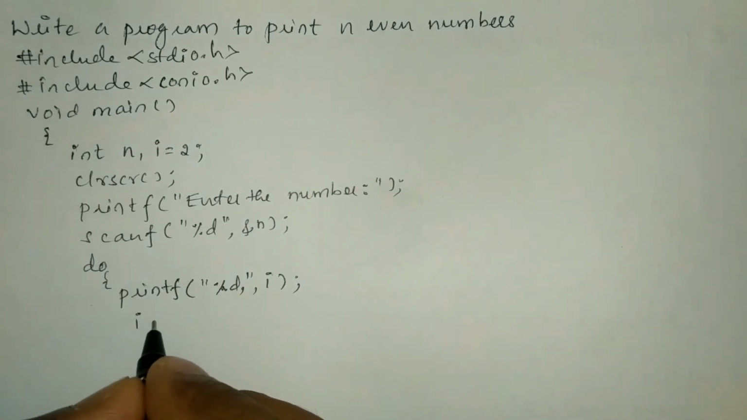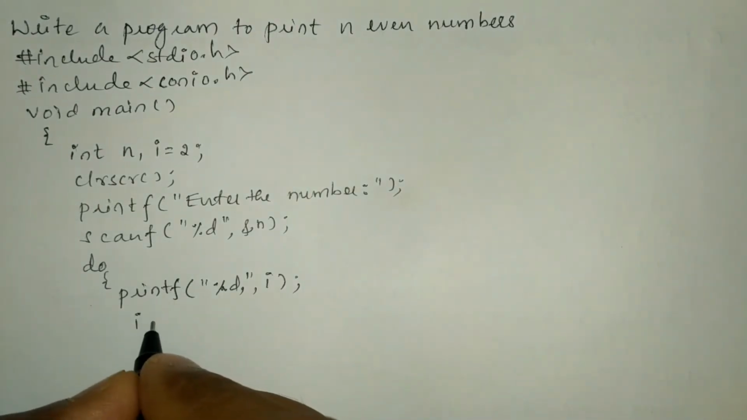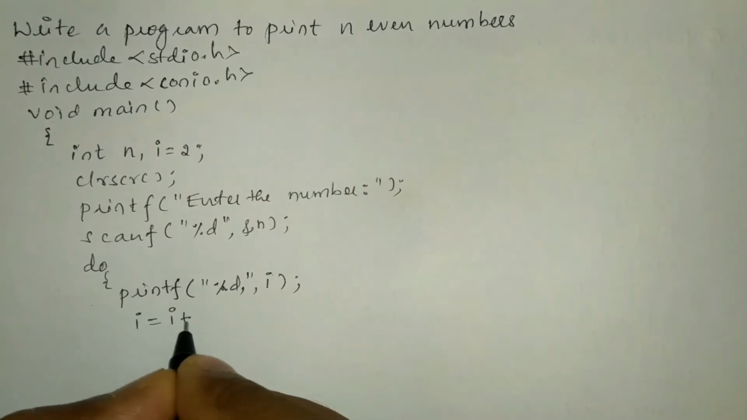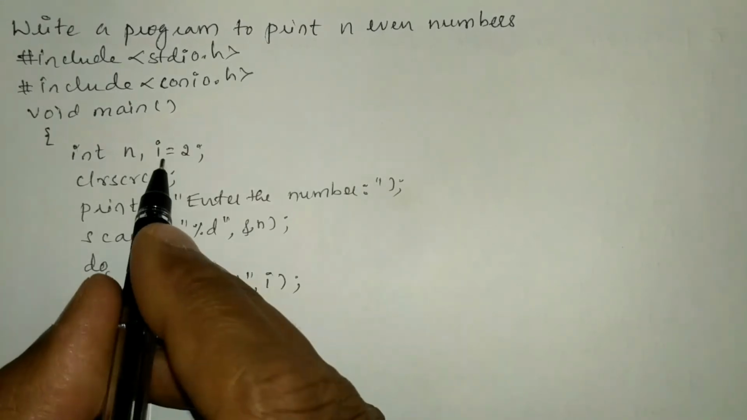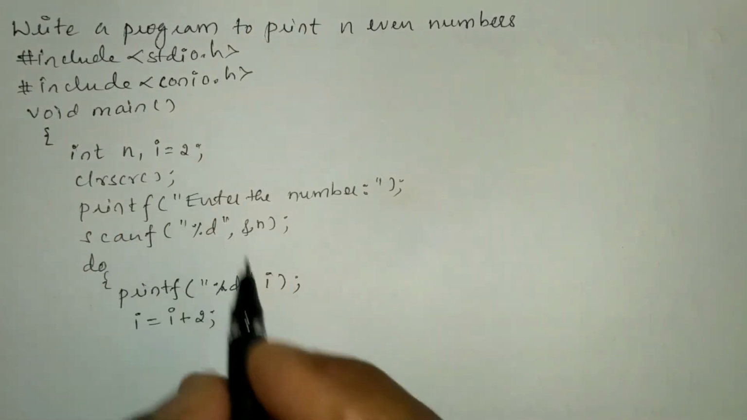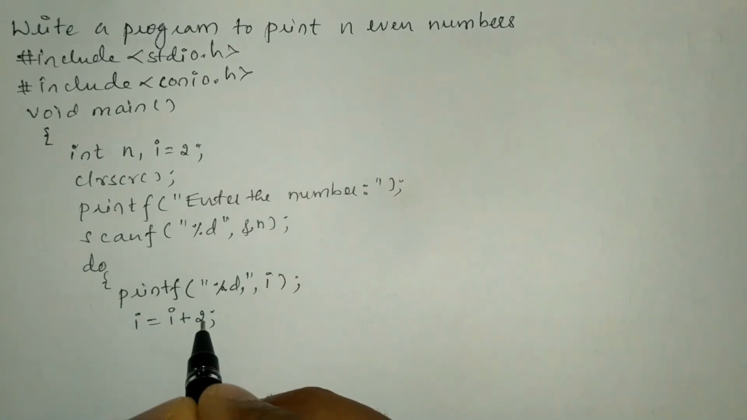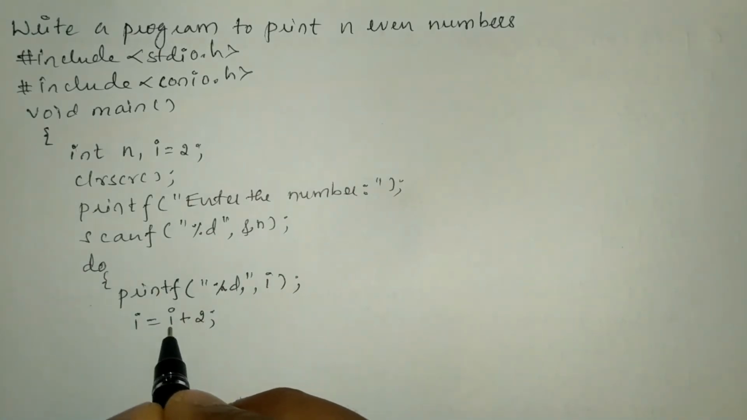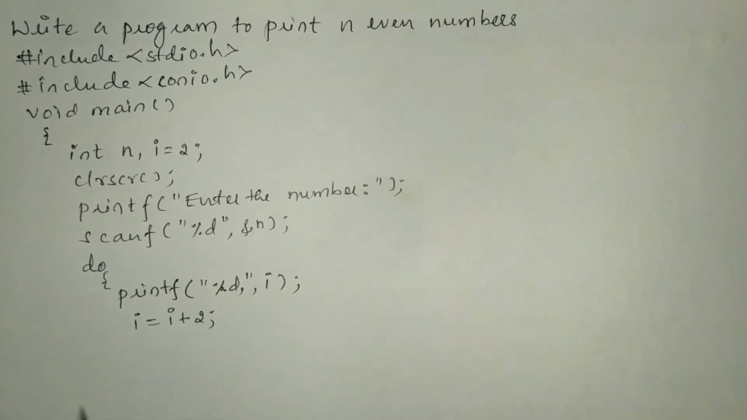Now I have to increment the value of i by 2. So i is equal to i plus 2, because i is 2, that is the first even number, and i value is 2. 2 plus 2 is 4. So it is the next even number. 4 plus 2 will become 6, the next even number, and so on.